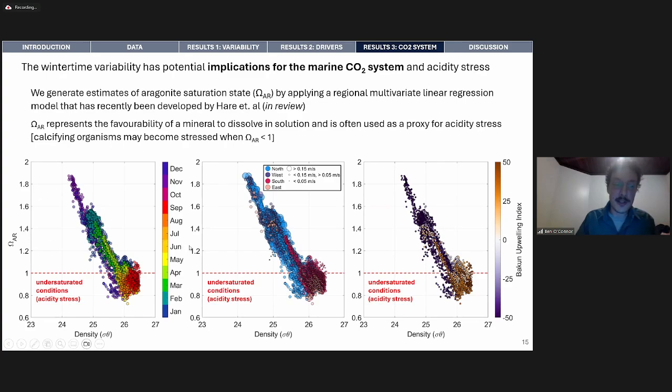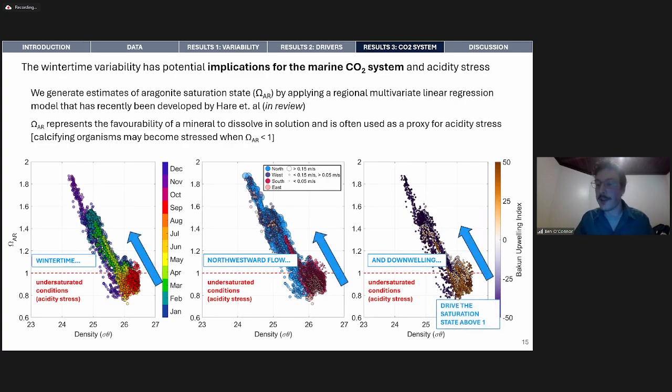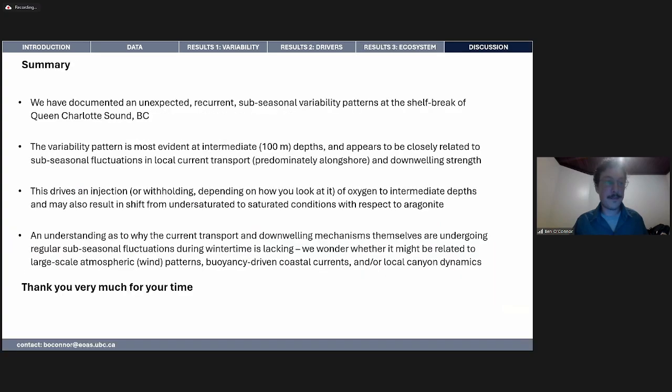These are similar plots here, but instead of oxygen on the y-axis, it's saturation state. And we can see that the wintertime northwestward flows and downwelling are really driving that saturation state above 1, or taking it from undersaturated to oversaturated conditions, which we think is an interesting result.